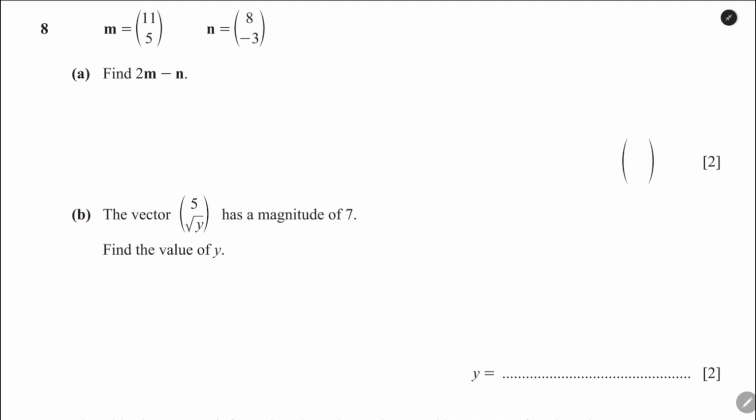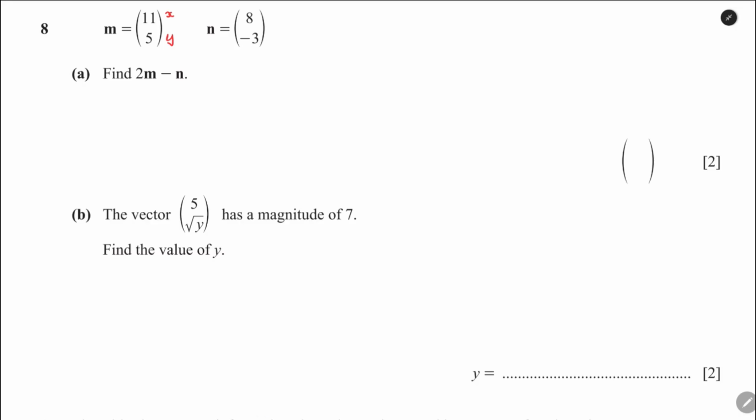Now, here is a vector m given by 11, 5 and vector n given by 8, minus 3. Please note that when vectors are represented in a column like this, the top value is the x value and then the bottom value is the y value. What do I mean? The top value is the horizontal component while the bottom value is the vertical component of the vector. All right, so let's answer this question.